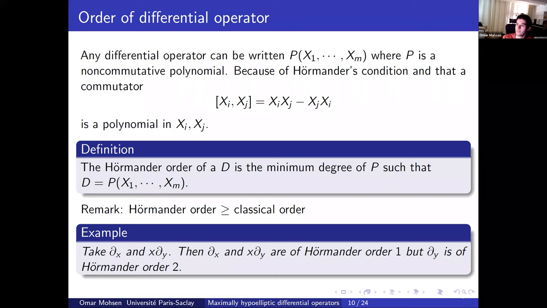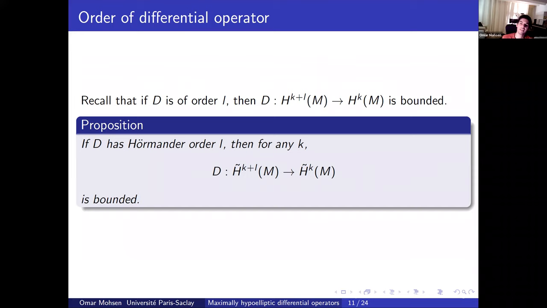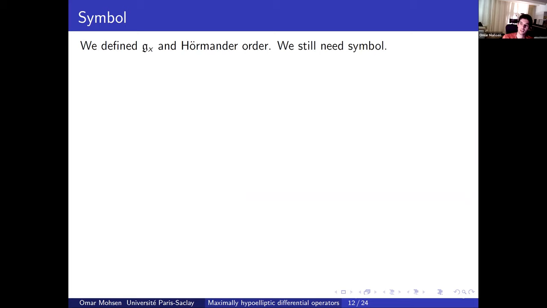Okay. And as I said, the whole reason to change the order is that we want differential operators to be bounded when they act between the correct Sobolev spaces. And so we have this very simple proposition. If D is of Hörmander order L, then it acts as a bounded operator between the appropriate Sobolev spaces of that degree. So now we defined the group and the order.